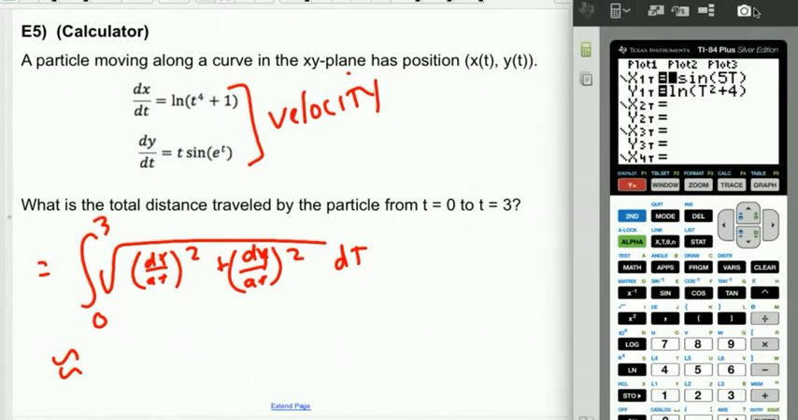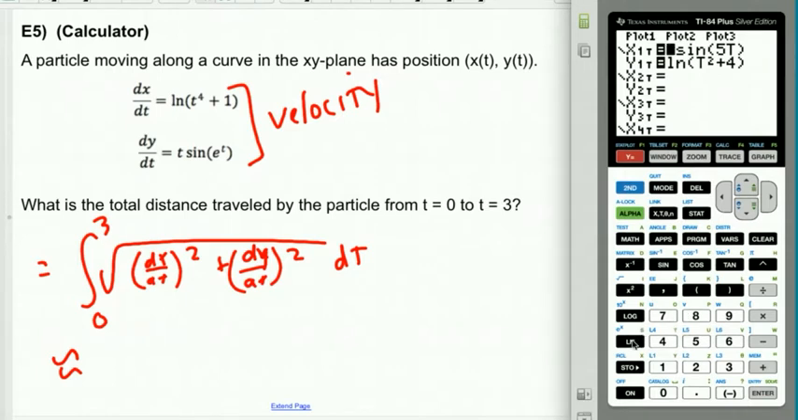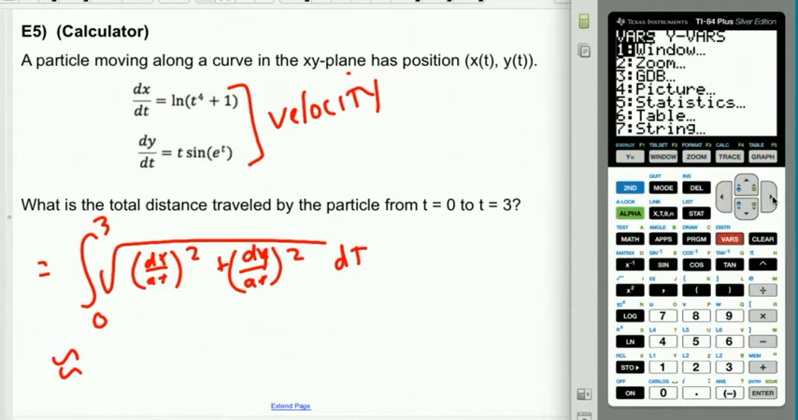I'm going to go ahead and put in that this is the natural log of t to the 4th plus 1. Right? Yep, that's my x. And then t sine of e to the t, and close that. All right, cool. So I'm going to quit out of here, and then I'm going to go ahead and do math 9. What I'm integrating is the square root of, so I don't actually need the extra parentheses. That's the advantage to using the variable.